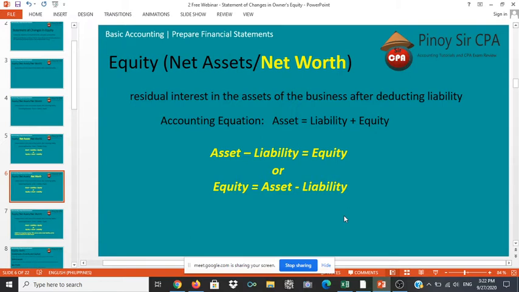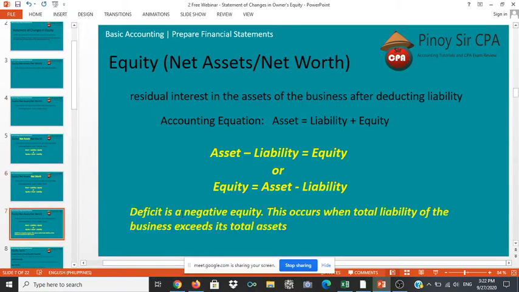Yes, kasi reality check lang, no? Now, kung palaging net loss ang nakukuha ng business, sabihin natin for 3 consecutive years, net loss palagi, what will happen to your equity? Babagsak. Bababa. That's correct. It will probably result to what we call a negative equity or what we call deficit. Okay? Deficit is a negative equity. This occurs when total liability of the business exceeds its total asset.